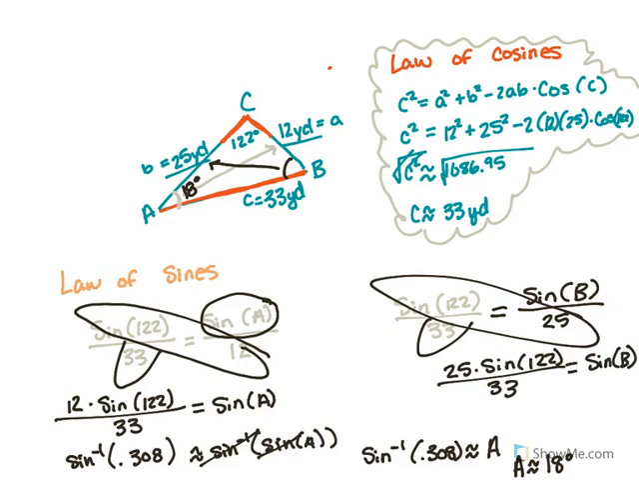Okay, type that into your calculator, so 25 times the sine of 122 divided by 33, and you should get the sine of B is approximately 0.6424. I'm not going to show my work, but you know you need to do the sine inverse, so do the sine inverse of that. Make sure you do second answer so you get all of your decimal places.